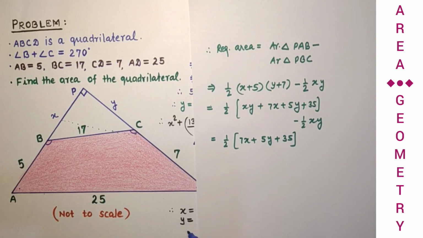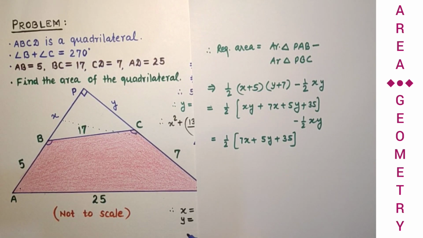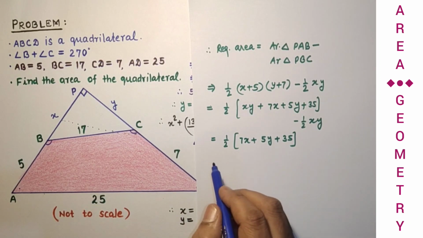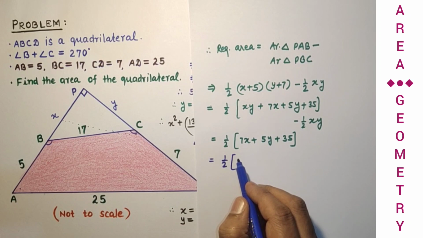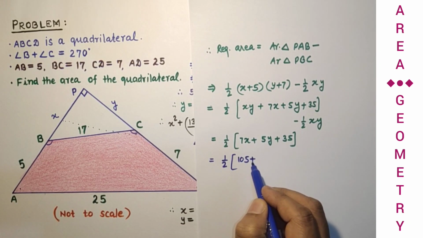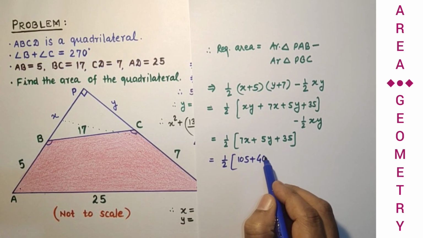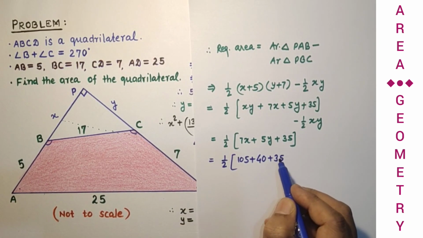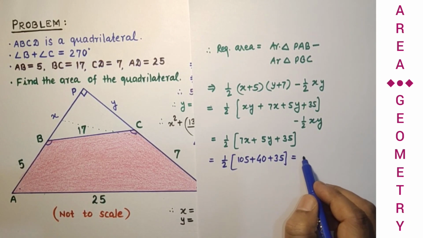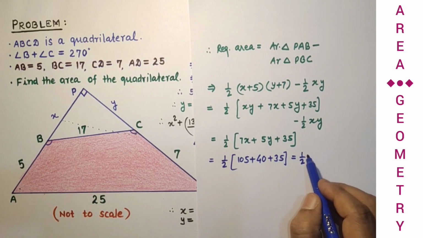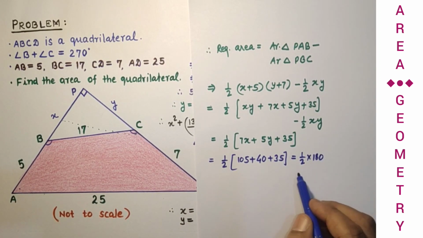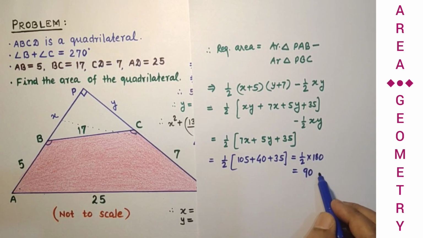Taking x equal to 15 and y equal to 8, in that case, x is 15, so 7 times 15 is 105, y is 8, so 5 times 8 is 40, plus 35, and that is equal to half of 105 plus 40 plus 35. This is 140 plus 40, 180. That is equal to 90 square units.